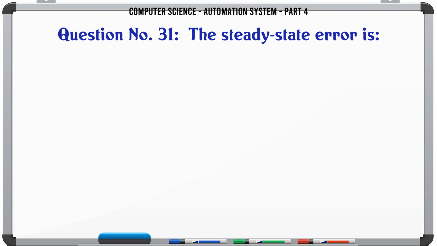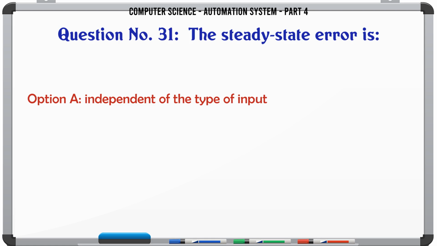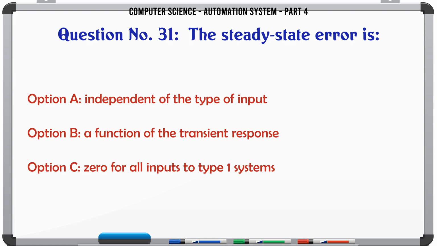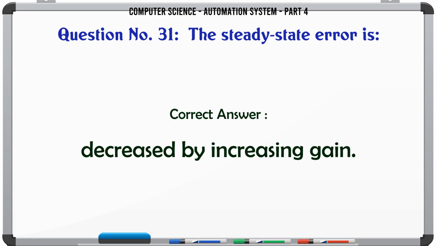The steady state error is A. independent of the type of input. B. A function of the transient response. C. 0 for all inputs to type 1 systems. D. Decreased by increasing gain. The correct answer is decreased by increasing gain.